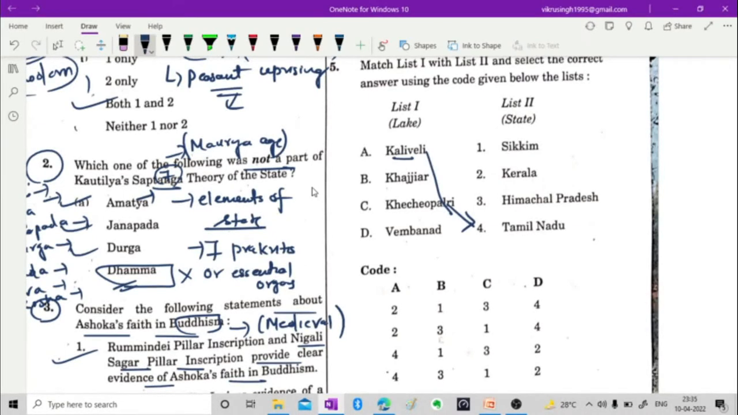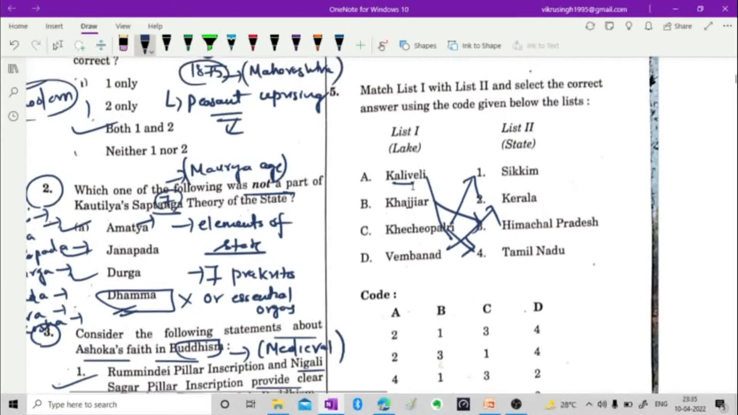Khajjiar is in which state? Khajjiar is in Himachal Pradesh. And Khecheopalri is in Sikkim. And Vembanad is in Kerala. So the correct option is 4.